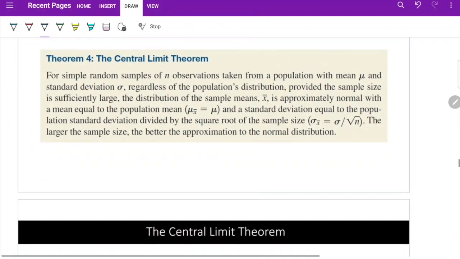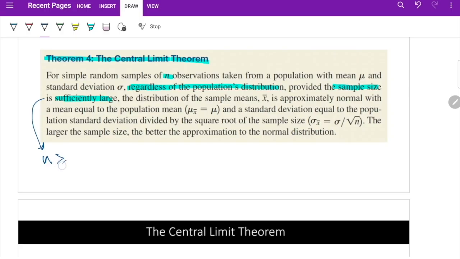And these are examples. This is the theorem, by the way. For simple random samples of n observations from a population with mean mu and standard deviation sigma, regardless of the population's distribution, we don't know, skewed, triangle, we don't care, given that the sample size is sufficiently large, in statistics, large enough means n is greater than or equal to 30. If n is greater than or equal to 30, then we are good to go. We can immediately say the sampling mean is equal to the population mean. The sampling standard deviation is equal to sigma over the square root of n, regardless of the population's distribution. But this condition has to be met.